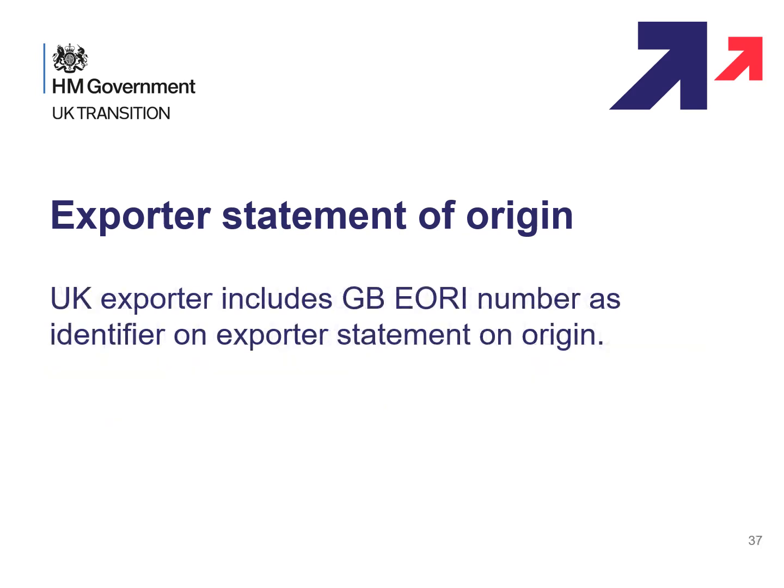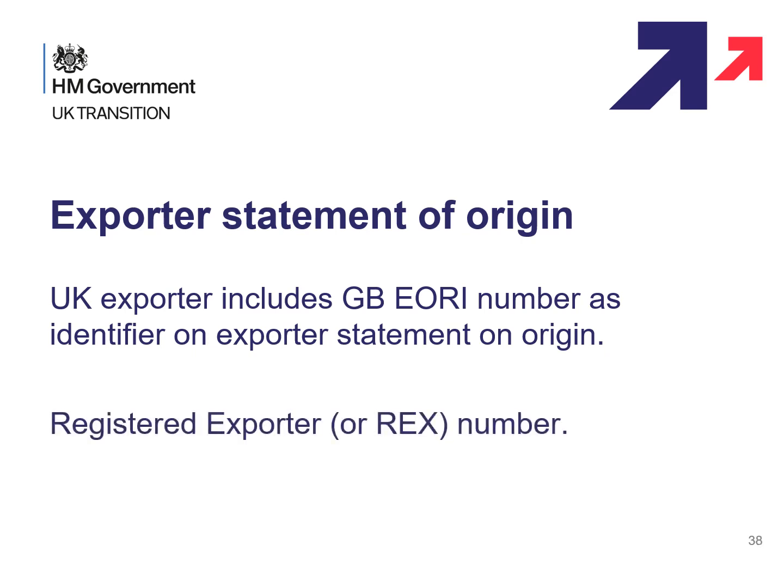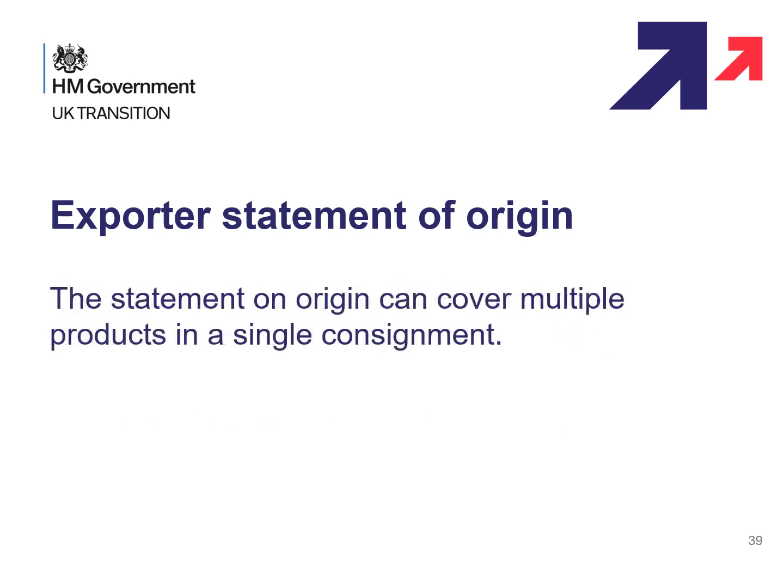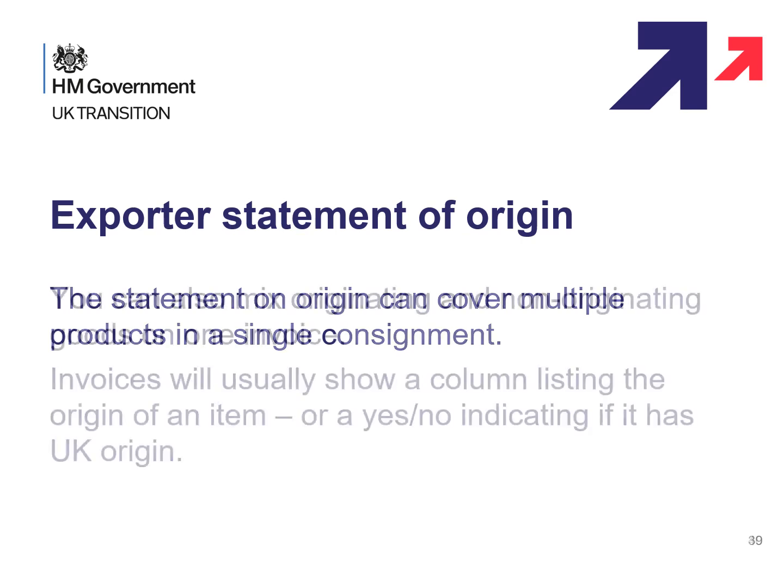As a UK exporter, you'll need to include your GB Economic Operators Registration and Identification Number, your EORI, as an identifier on your exporter statement on origin. Exporters in the EU will usually include their Registered Exporter or REX number. The statement on origin can cover multiple products in a single consignment.